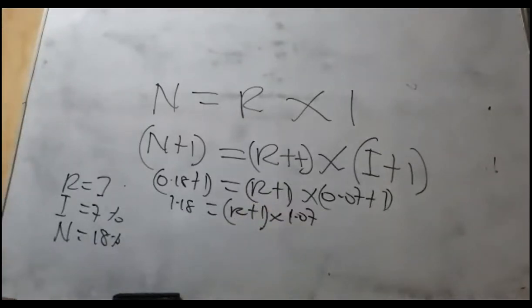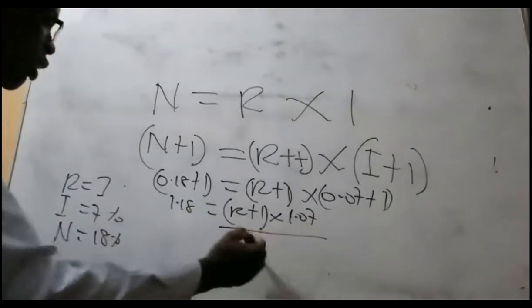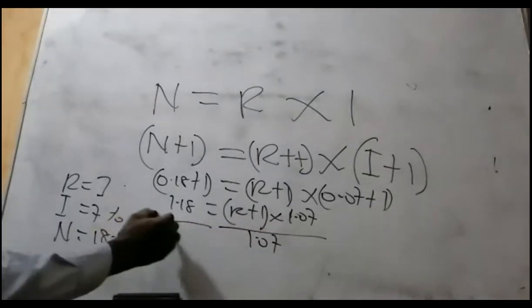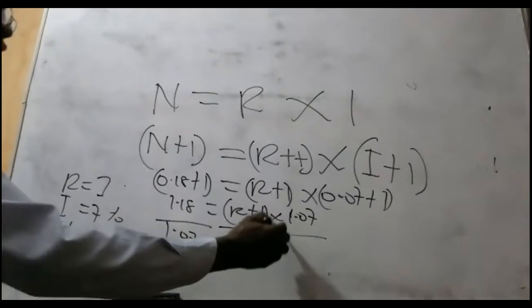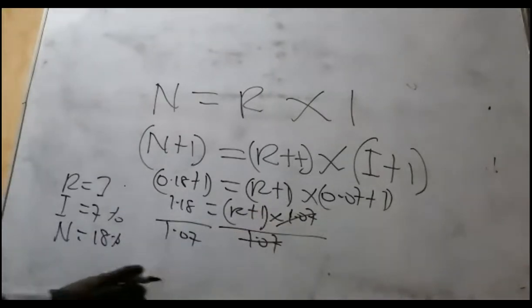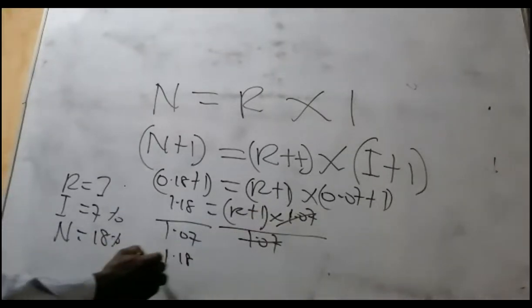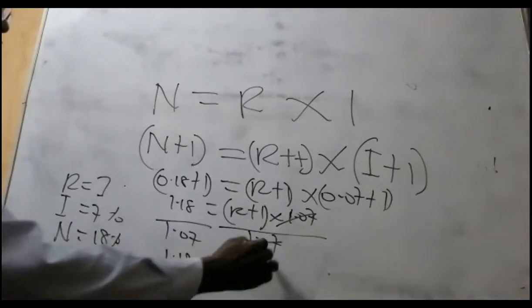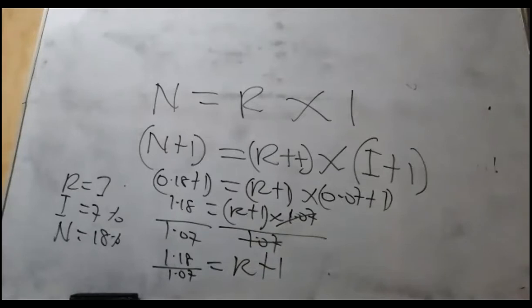What do I do? So I have to divide both sides by what? 1.07. I have to divide here by what? 1.07. This one takes this one away. Agreed. So therefore 1.18 over 1.07 is equal to R plus what? 1.